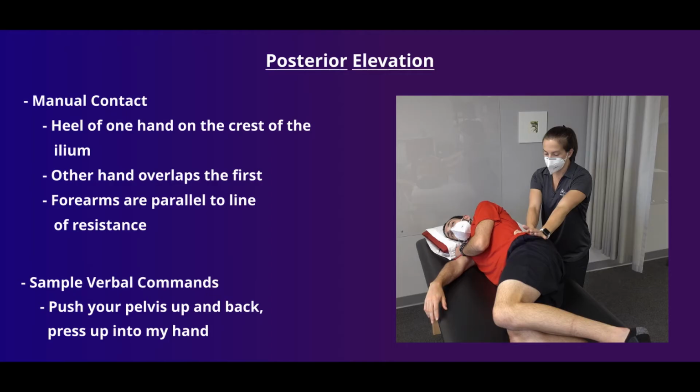The other hand lays on top of the first, and the clinician makes sure to orient themselves in the line of direction of movement. The goal of our hand position is to provide tactile cues as to which direction we desire the patient to move. Sample verbal commands include push your pelvis up and back or press up into my hand.